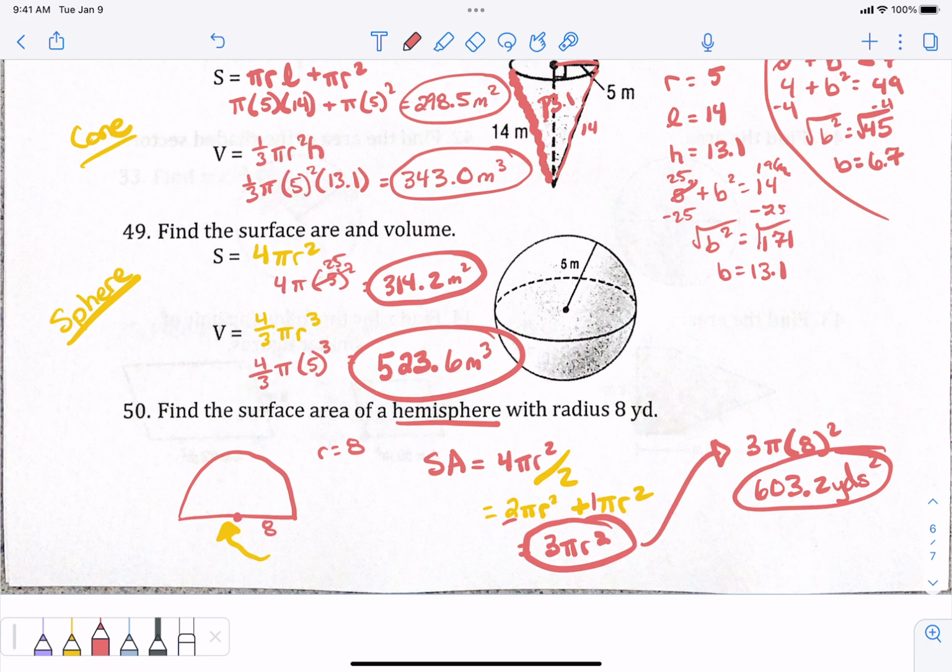Okay? What about volume? If I would do volume of a hemisphere, I would cry. You could just cut it in half and you wouldn't have to add anything. Surface area is a weird beast.